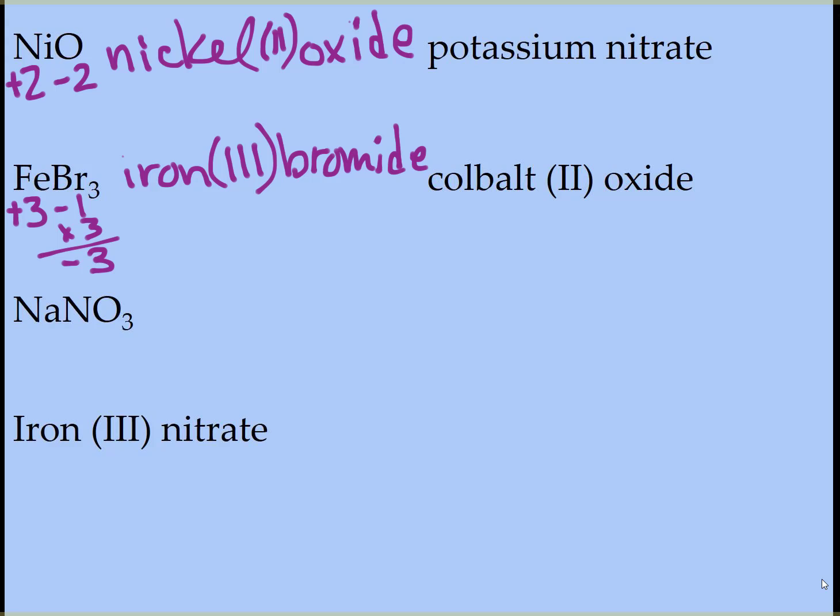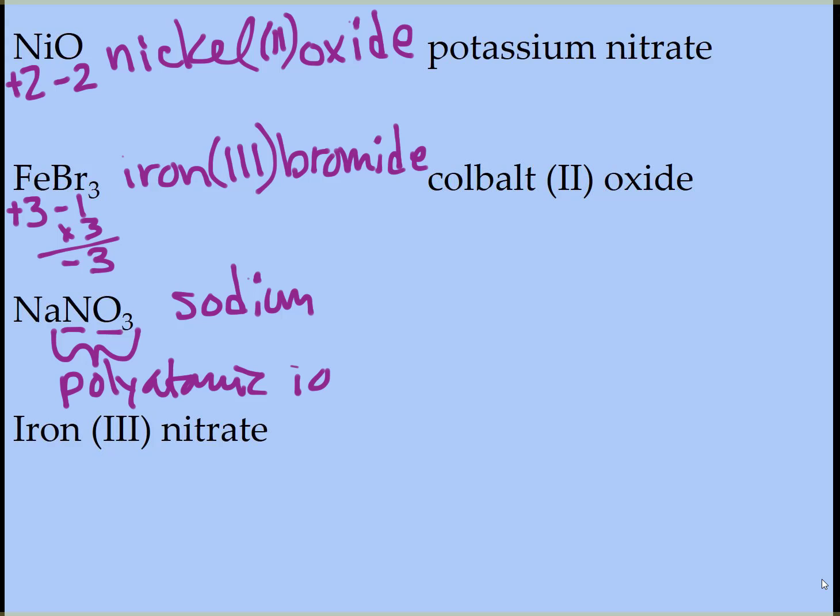This next one is sodium. Now, if I see 3 elements, this is called a polyatomic ion. And this is the polyatomic ion nitrate, and you just put the name down.